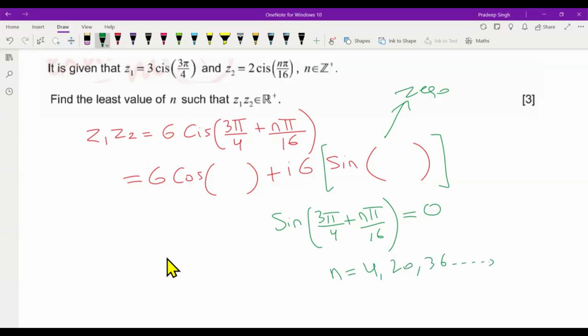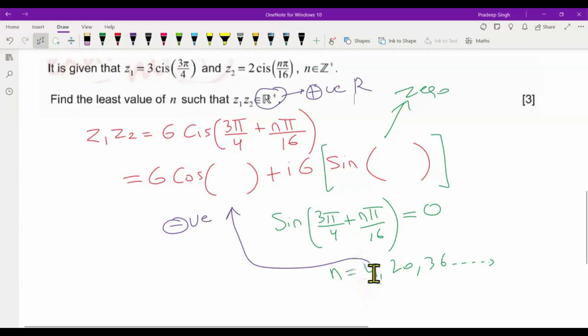Perfect. And so on. We have to find the least value of n. So what could be the answer? The answer is 20 because when we put 4, it's negative in cos. Correct. And why is that incorrect? Because it says purely positive real number. Yes. So R plus means we need a positive real number. So 4 is not going to give you a positive number. 20 will. So 20 is the answer.